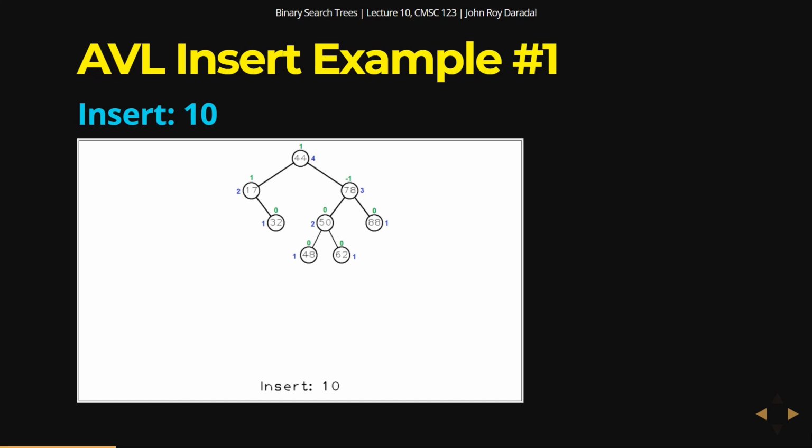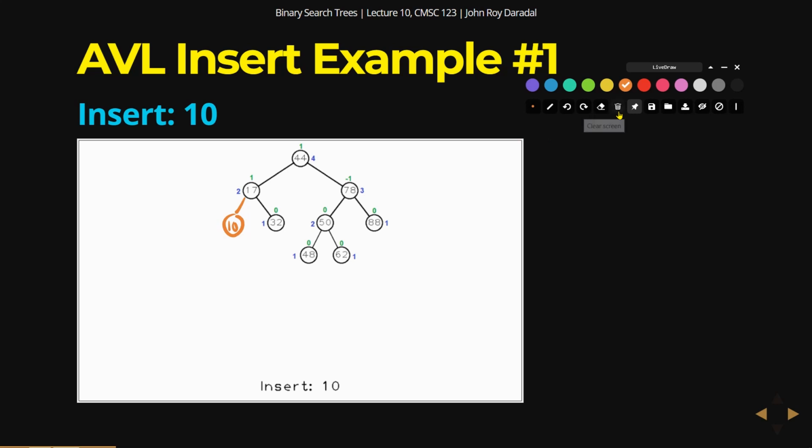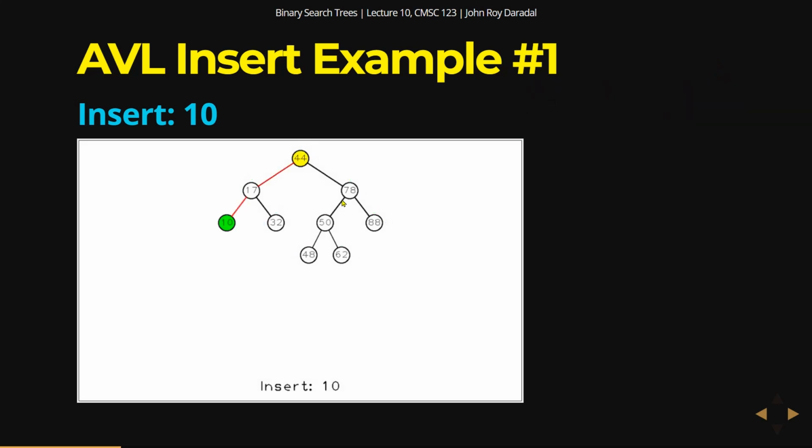So given this initial AVL tree, you can check that everything has a balance factor of 0, 1, or -1. So if we insert 10 here, where will we insert 10? We'll insert it here, using the normal BST operation. So if we insert it there, let's recompute the height along this path from the new node all the way up to the root.